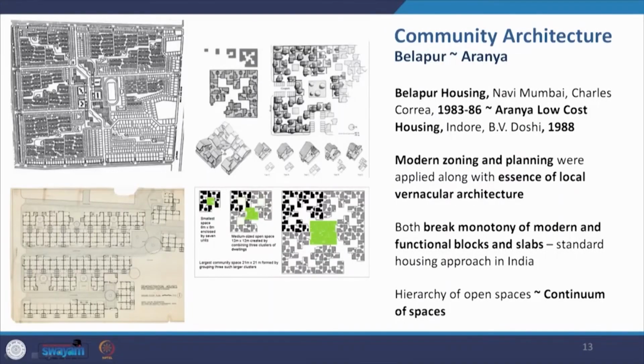So for example, if you look at the Belapur plan, you have this space which is the smallest space within the cluster, then you have a space which is between various clusters. They have their individual spaces and a larger space between the clusters, and then each cluster unit comes together to create a much larger central space. So this hierarchy that you see is what he calls the continuum of spaces.